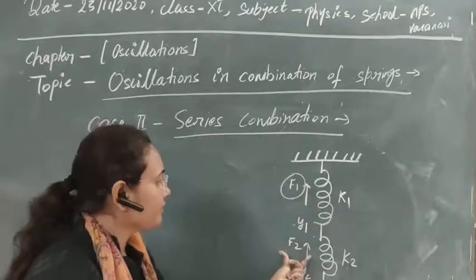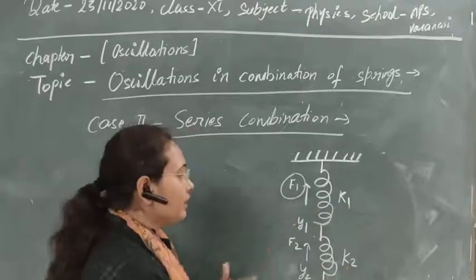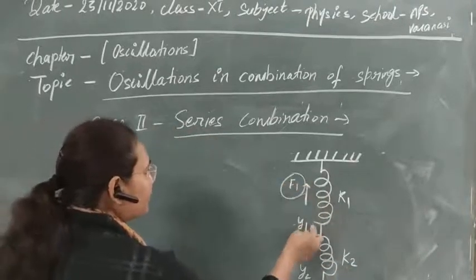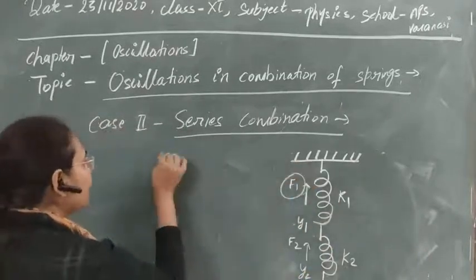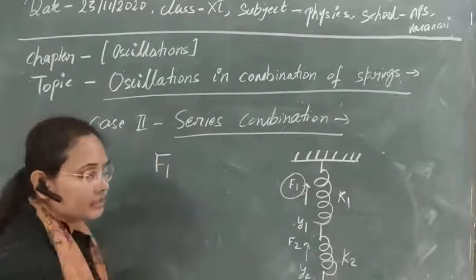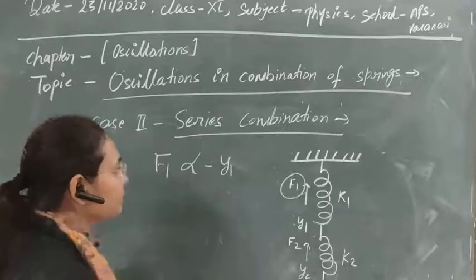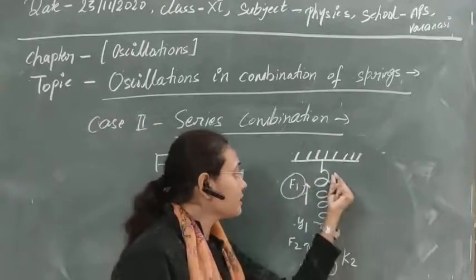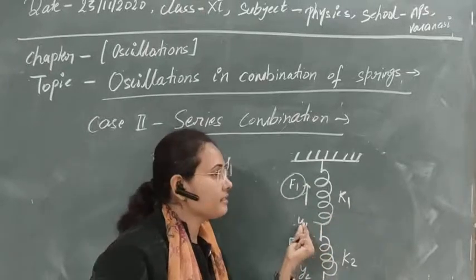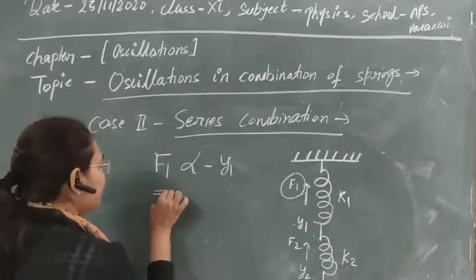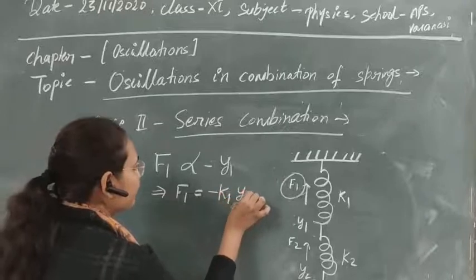So if F1 is developed, F2 is developed, and the spring constants are K1 and K2, then F1 will depend on the displacement y1 produced in the system. Individually we can calculate the restoring force. It will be directly proportional to the displacement produced in spring 1, which is y1, and obviously the direction is opposite, so there will be a minus sign. If you solve it, F1 comes out to be minus K1 y1.